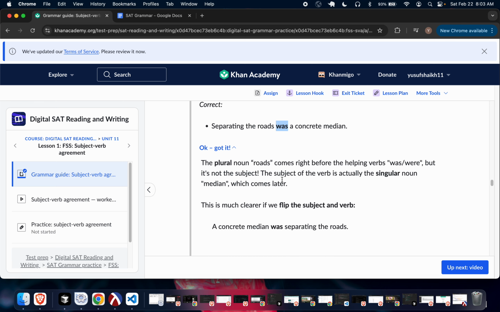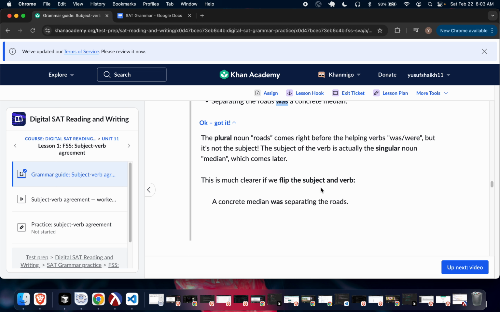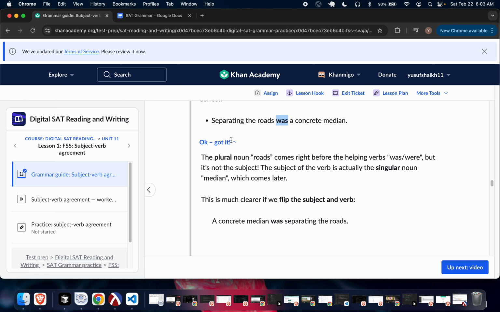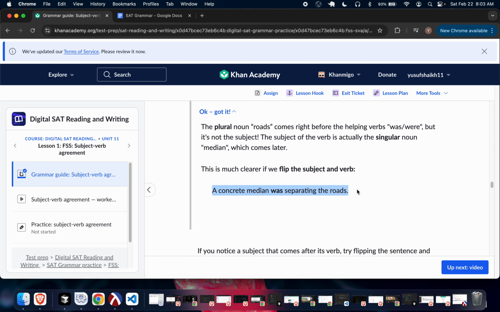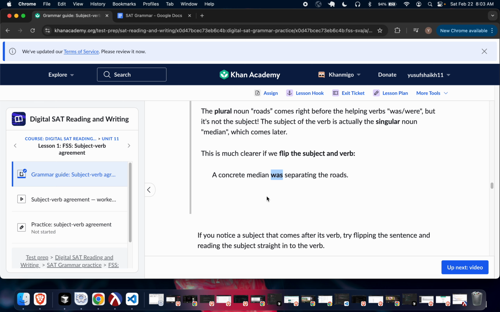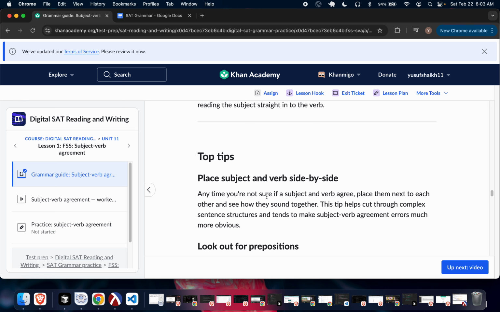So again, if you want to solve this issue, you can try flipping the subject and the verb. So instead of saying "separating the roads was a concrete median," you can say "a concrete median was separating the roads." Now the subject of the sentence is coming before the verb, right? A concrete median is coming before the verb, so it becomes clearer to us that this is a subject. That's one strategy you can try.